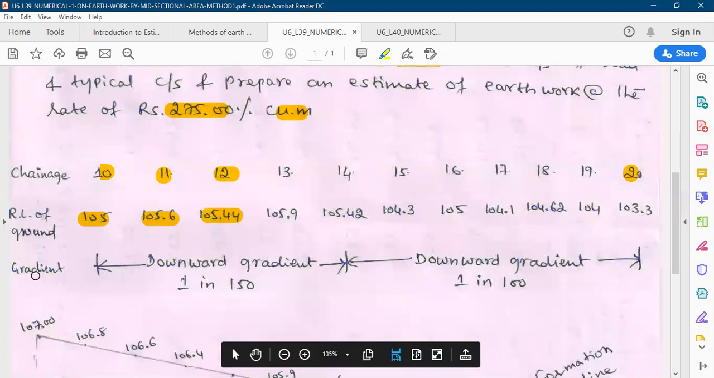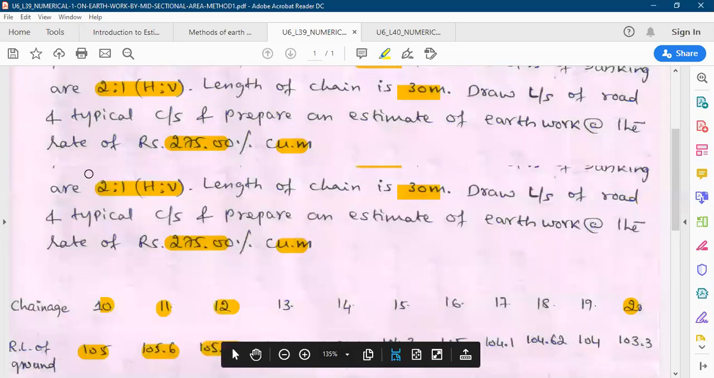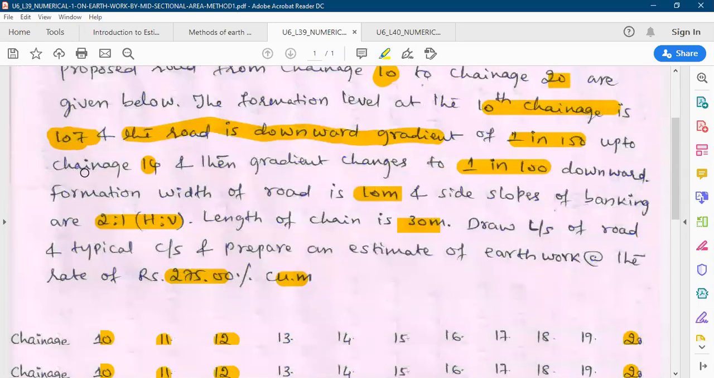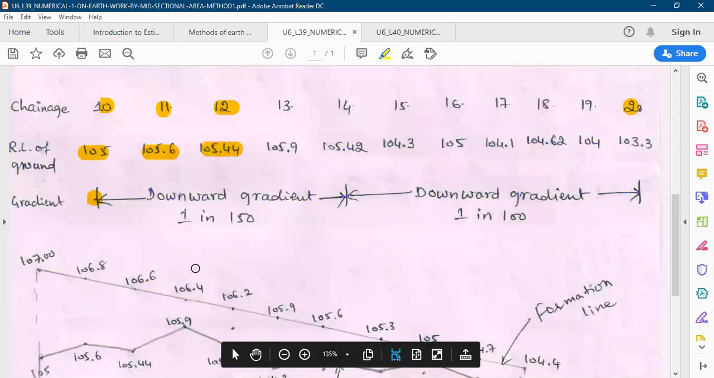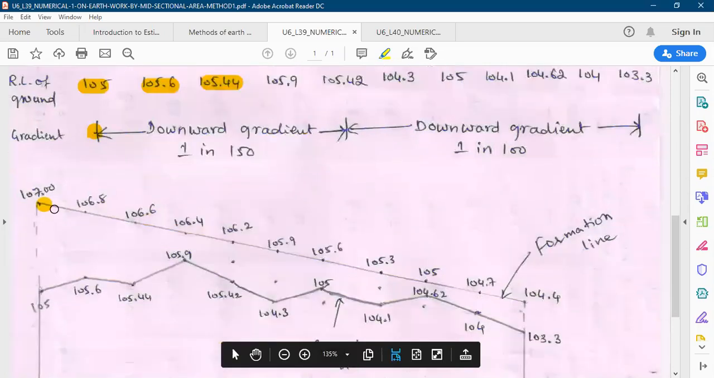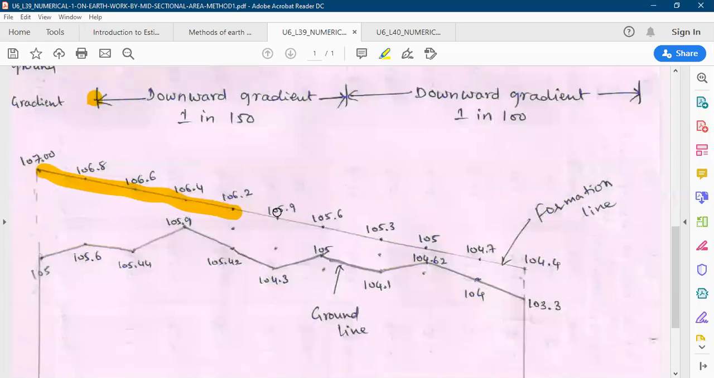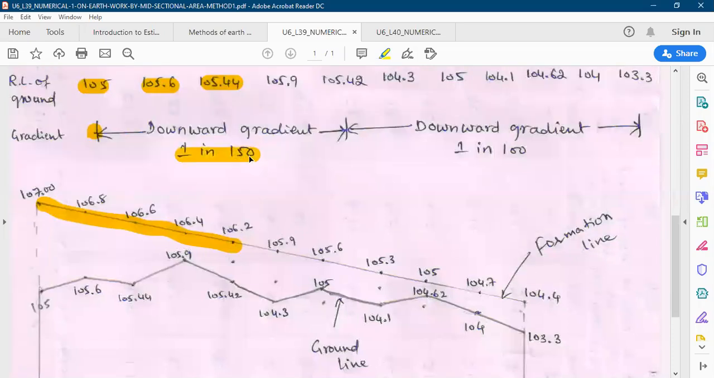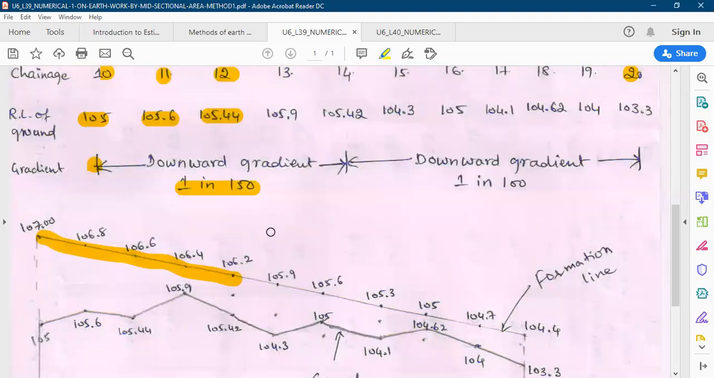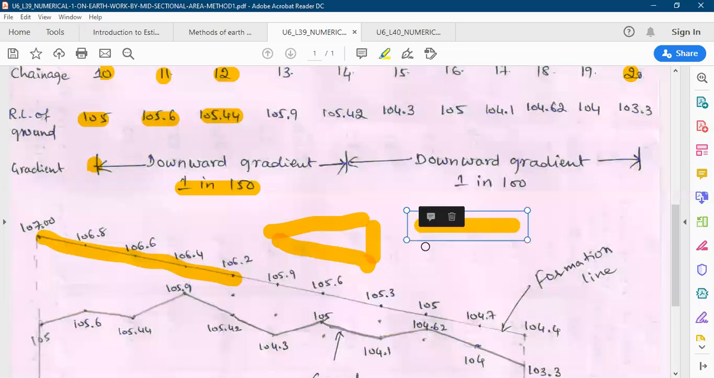And at the initial point, at the 10th chainage, the RL of formation is given as 107 meter, and it is in downward gradient. So this RL of formation is in downward gradient up to the 14th chainage. Up to the 14th chainage, the gradient is 1 in 150. For every 150 meter horizontal distance, the level decreases by one unit. This is the meaning of that.